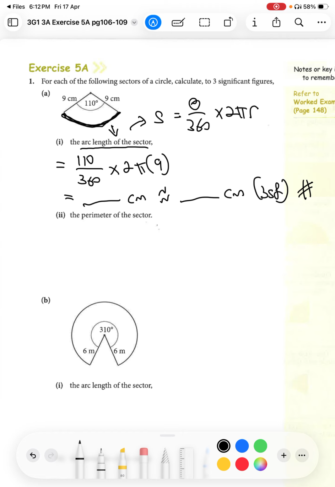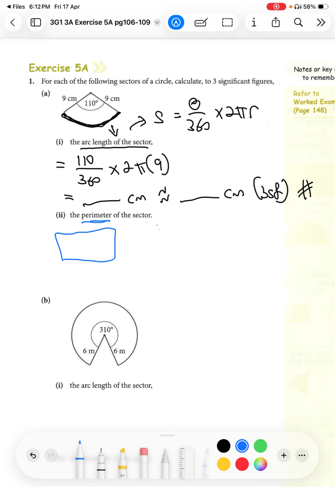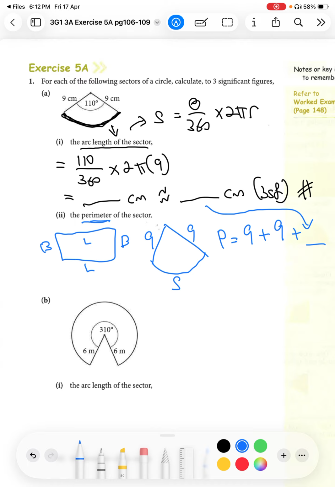The next thing is the perimeter. So what is perimeter? Remember, primary school: perimeter is the sum of the sides, the length plus the length and the breadth plus the breadth. For this case, we have the two sides, 9 and 9, and the outline here. So the perimeter will just be 9 plus 9 plus the answer you got above. That will be your final answer, the perimeter.